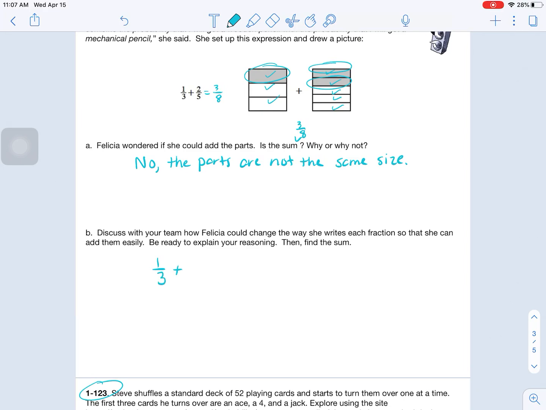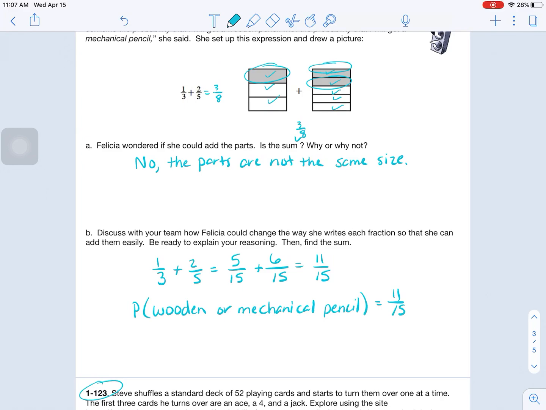All right, so we're going to go ahead. If we're doing 1/3 plus 2/5, let's go ahead and come up with a common denominator. Okay, this is going to turn into 5/15. This one is going to turn into 6/15. And we're going to add those up and we're going to get 11/15. So the probability that she could pick a wooden or mechanical pencil is 11/15.